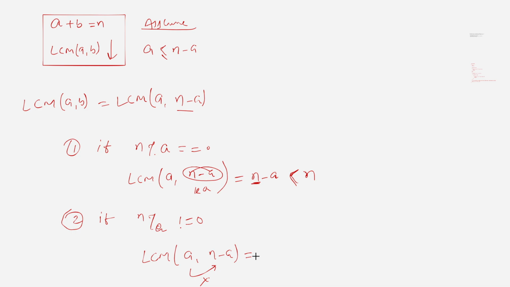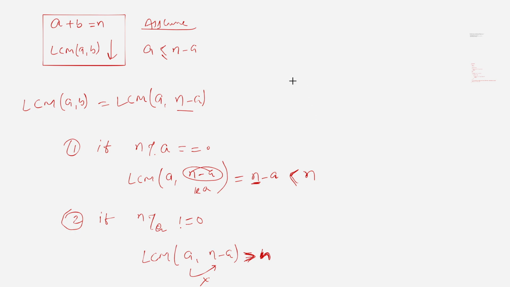And in this case, your answer would be A times n minus 1, and this will definitely be greater than n. By multiplying two things, it will always be greater than n. And it is given that we have to minimize our LCM. So we have to force ourselves to choose a particular A such that it divides n, so that we get LCM less than n.